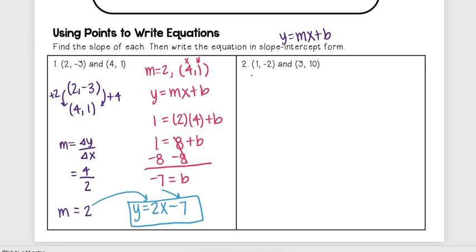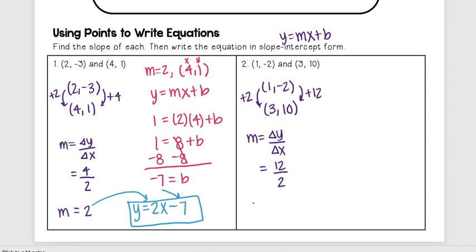Okay, let's go ahead and try another one. I need to first start with finding my slope. I know my slope is my change in y over my change in x. To get from -2 to 10, 10 minus -2, I get plus 12. To get from 1 to 3, I add 2. So my change in y was 12 over my change in x, which is 2. That means my slope here is 6, so m is equal to 6.